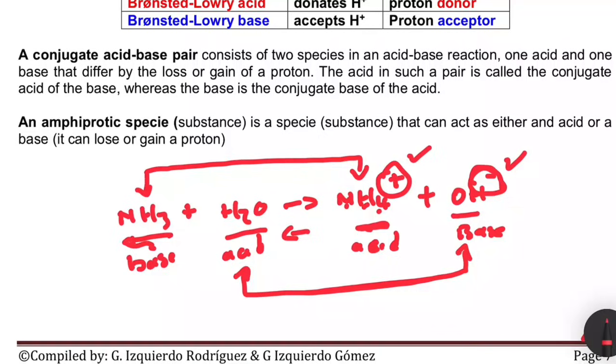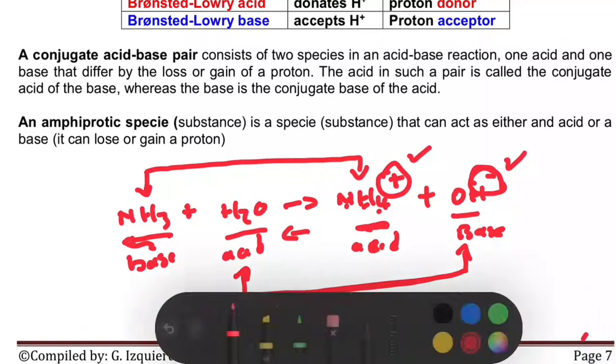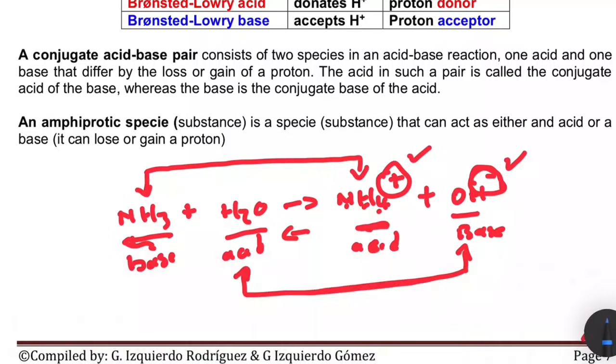One acid and one base that differ by the loss or gain of a proton. Right, so the difference between this base and this acid is a loss of a proton or a gain of a proton, depending on how you look at it. And then the difference between H2O and OH minus, still the same, is a loss or a gain of a proton, depending on how you look at it. So this is an acid-base conjugate pair.